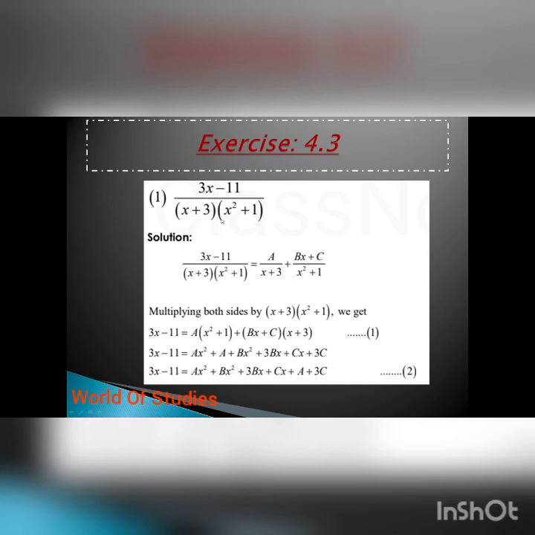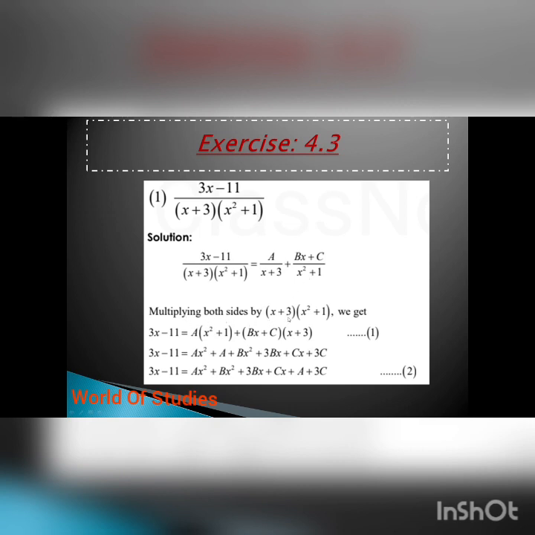Now the second thing is that you have to identify the type. This is the third type, in which we are given in the denominator a quadratic factor which is irreducible. We cannot solve it further. Now we have to write it in the form of partial fractions as a over x plus 3 plus (bx plus c) divided by (x square plus 1). Since it is x square plus 1 in the denominator, in the numerator we can write a polynomial of degree 1 less than the denominator, so it is bx plus c.